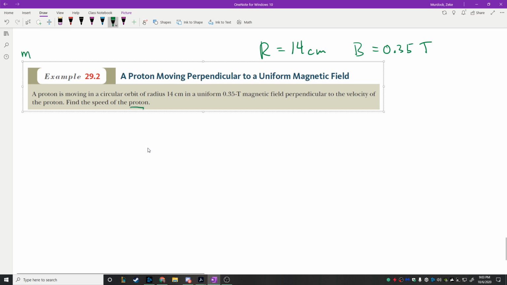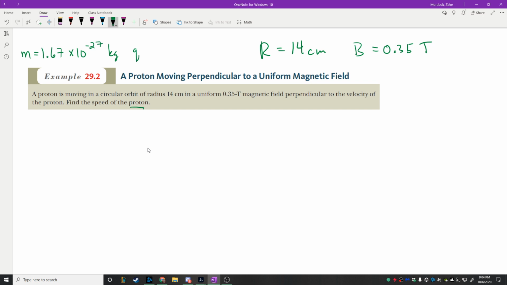It's a proton, which means we know what its mass is. You can look up the mass of a proton either in your textbook, if you have it, or you can just look it up on the internet. Protons are really tiny. That's what their mass is. And then we also know what their charge is. The charge of a proton is the same as the charge of an electron. It's 1.6 times 10 to the negative 19 coulombs.